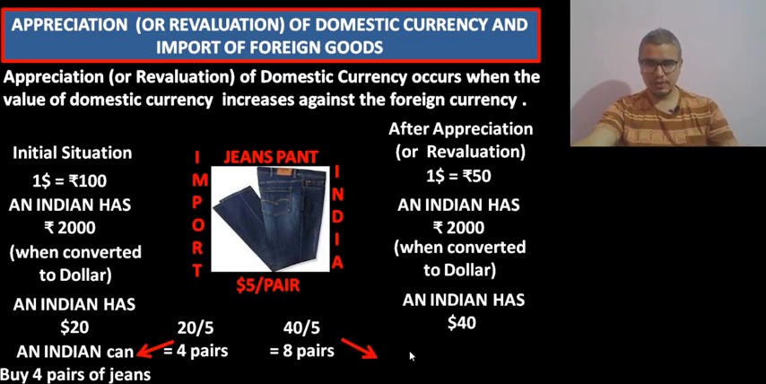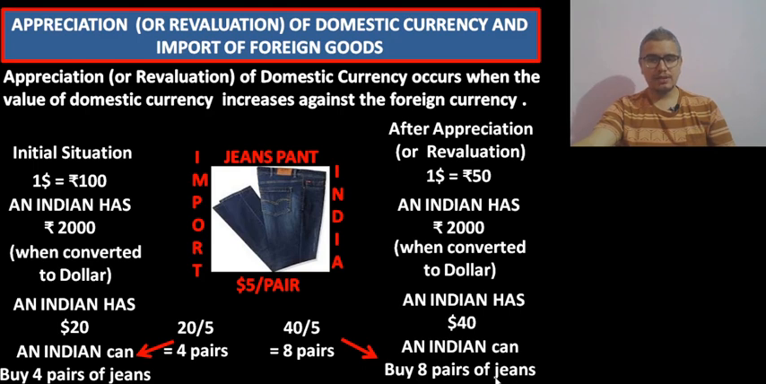Okay, so he will be able to purchase 8 pairs of jeans. So an Indian can buy 8 pairs of jeans from USA. So these 8 pairs of jeans is the import for the Indian. Okay, for Indian it is import of foreign goods. This same interpretation can be done for the depreciation or devaluation of foreign currency, because appreciation or revaluation of domestic currency simply means depreciation or devaluation of foreign currency. Okay, it has the same meaning.